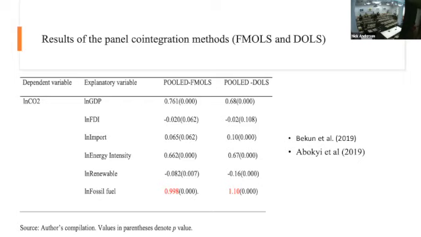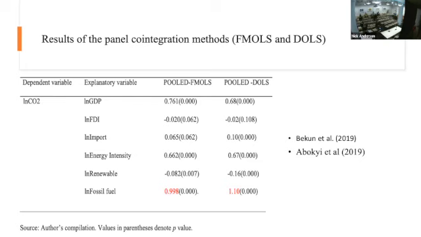When we look at the results over here, we can see that fossil fuel has the highest coefficient, which has a positive relationship with CO2 emission. And the renewable energy over here is negative, which means it decreases CO2 emission. My results for renewable energy are also in line with Bekun et al. 2019, and the fossil fuel results are also in line with Abokyi et al. 2019.